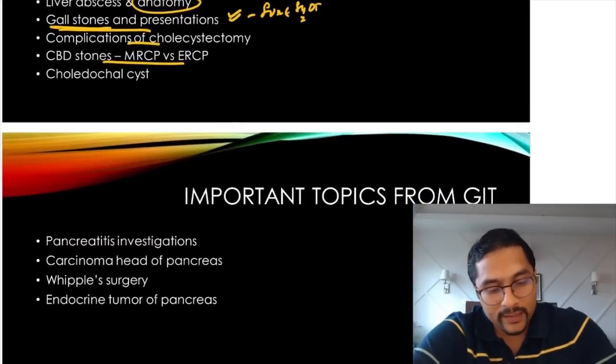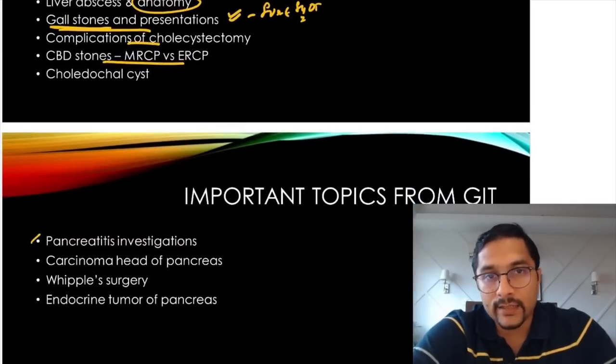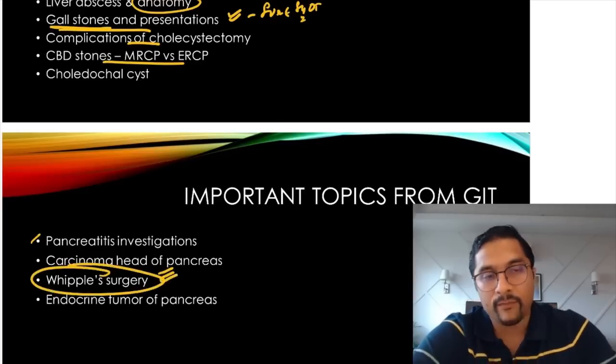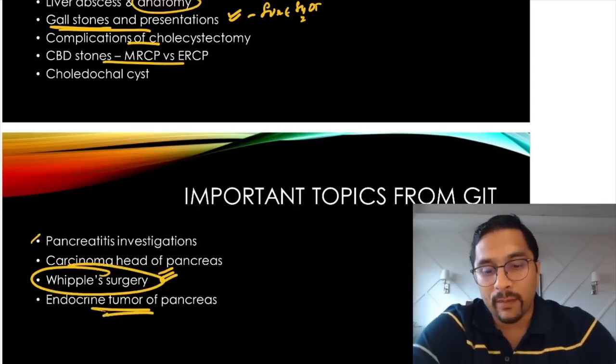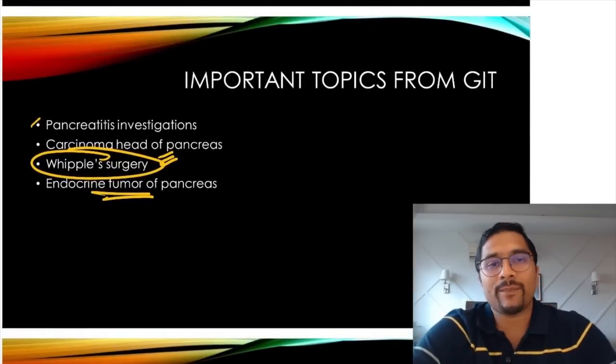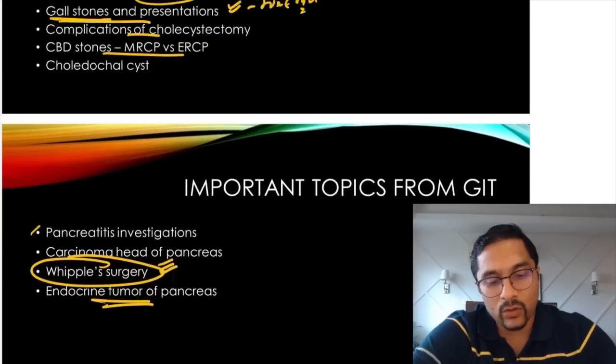You should know about pancreatitis investigations. Carcinoma, head of pancreas. They've asked about Whipple surgery very frequently. And endocrine tumors of pancreas, they asked 2 questions this time. So these are the important topics in GIT. Please make a note of these topics.